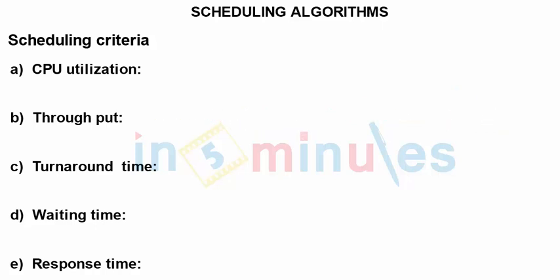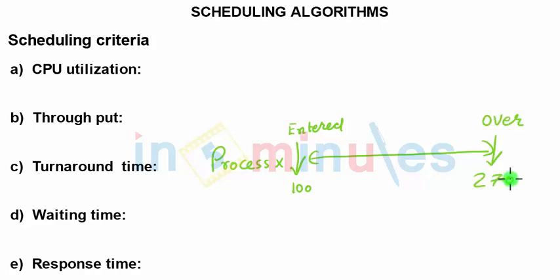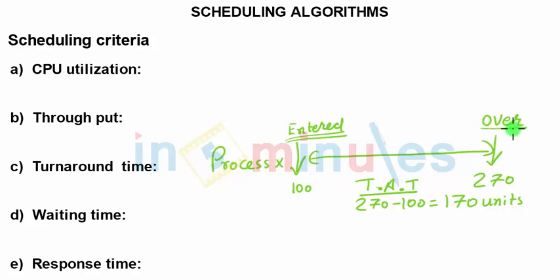The next criteria is turnaround time. Turnaround time can be understood as the time when a process entered the system and the time it got completed. So in the current case, as we can see, the turnaround time would be 270 minus 100, which in our case is 170 units. So turnaround time, as we have said, is the time the process enters the system and the time it gets over. It's the difference between those.